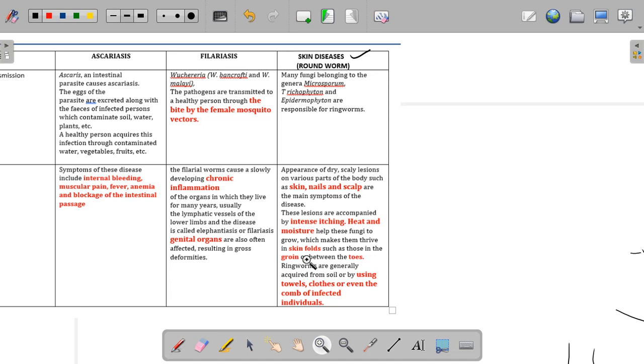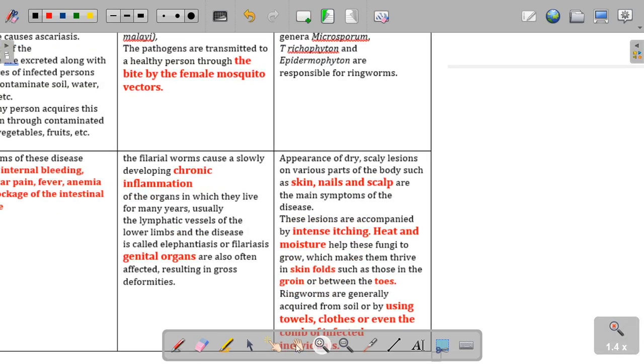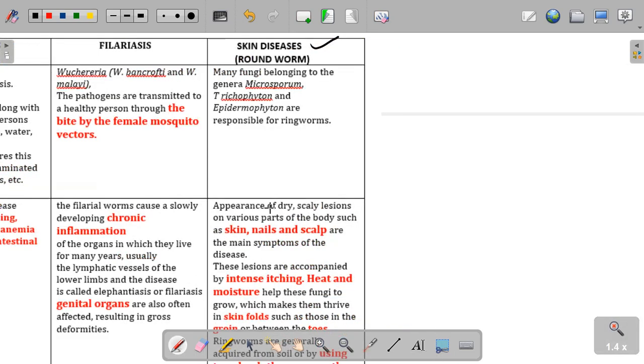Very important, one more question. Microsporum, Trichophyton, and Epidermophyton are genus names, not species names. They are the three different genera, including different species, which can cause skin diseases, especially ringworms. Okay, so now let's see the symptoms of them.